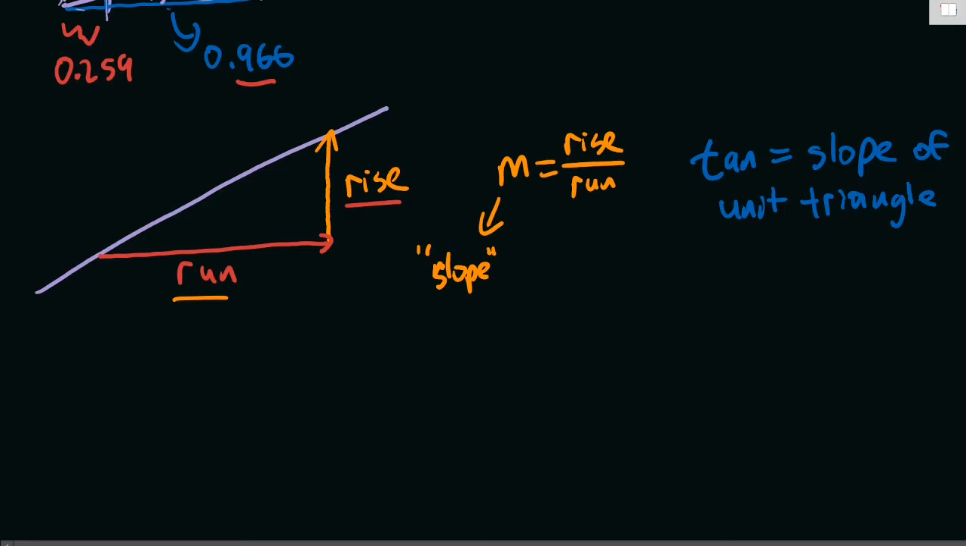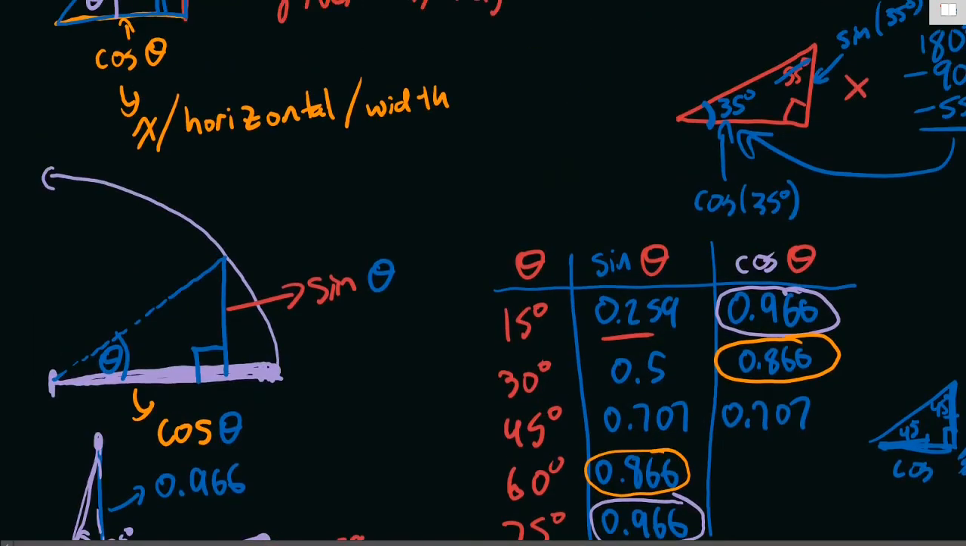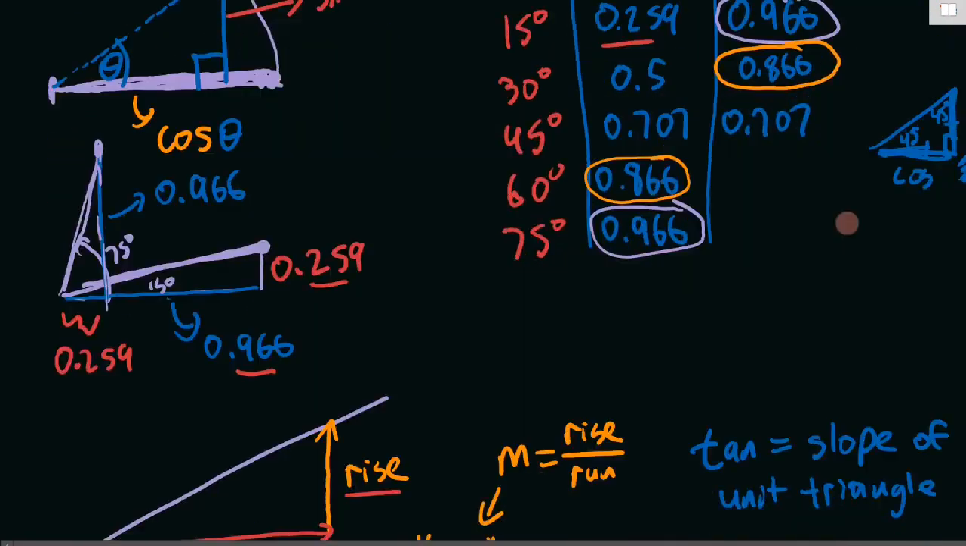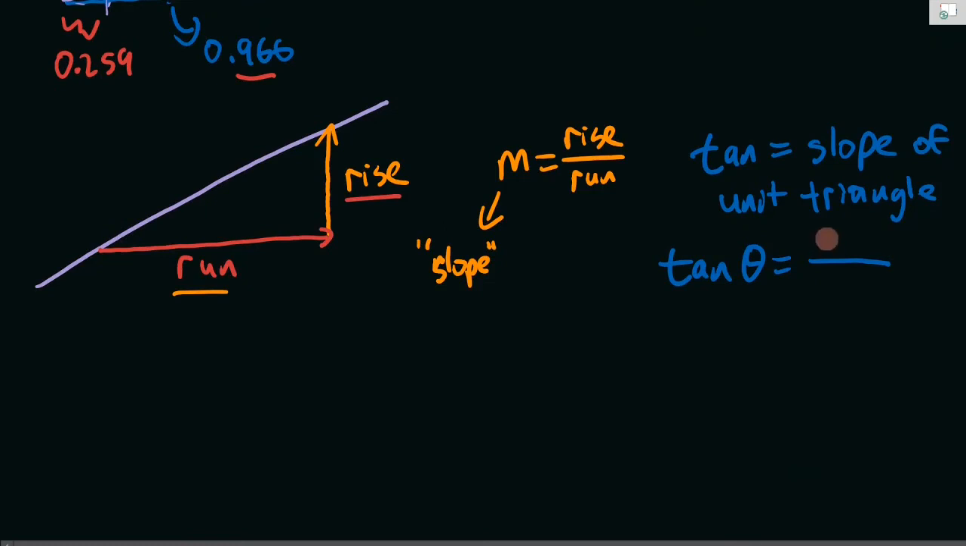The tangent is the slope of the unit triangle, which means that tangent of theta is the vertical piece divided by the horizontal piece. So let's go back up and remind ourselves. What's the vertical piece of a triangle? By definition, the vertical piece of a triangle is your sine. By definition, the horizontal piece is your cosine. So by definition, your slope of your triangle is your tangent, and that is your sine divided by your cos. I don't know how you can get more simple than this. I love this stuff. This is so cool.